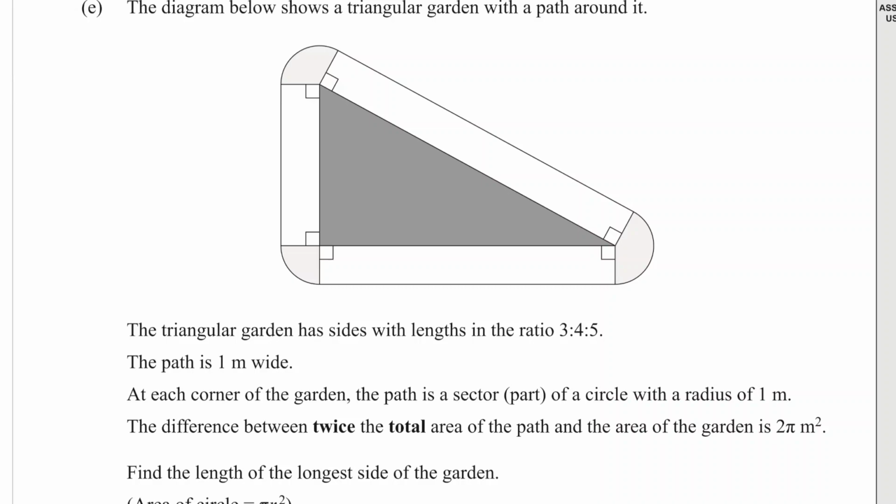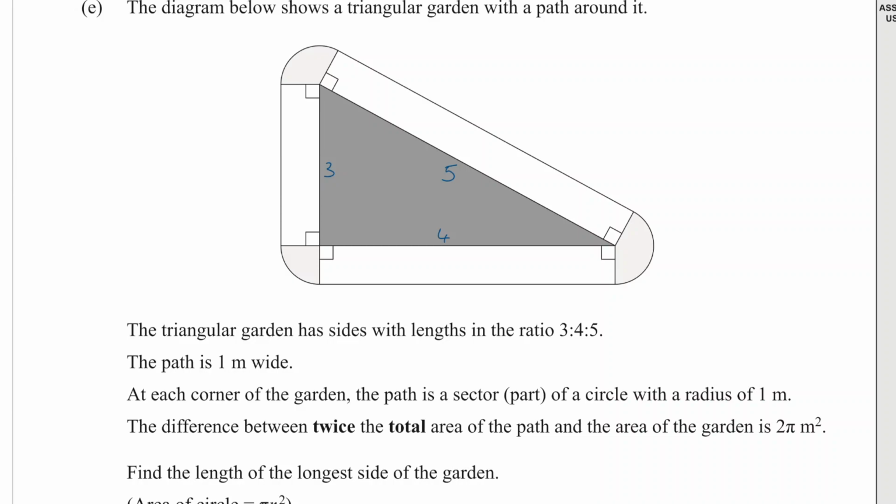Is it a door wedge? Part of a roof? No, it is a triangular garden with a path around it. So in our triangular garden, we're given the ratio of the sides, so it's a 3, 4, 5 triangle. So that means 3, 4, 5, but that's just the ratio. We're not told that it's 3 meters by 4 by 5 meters.